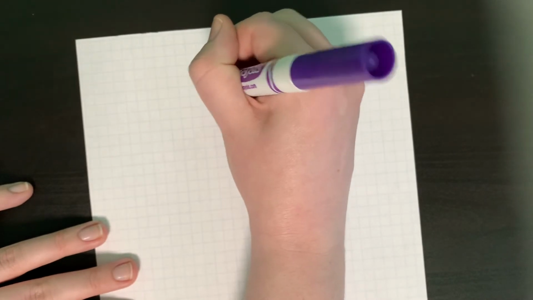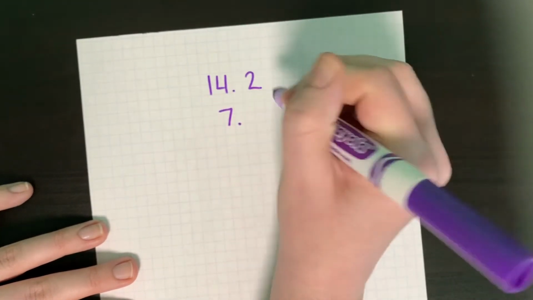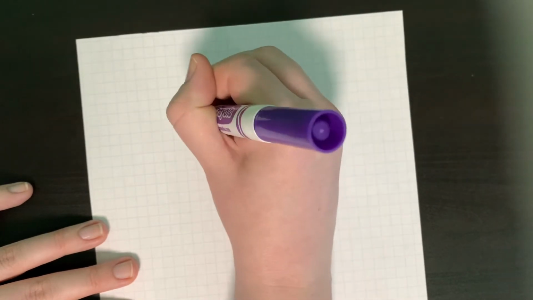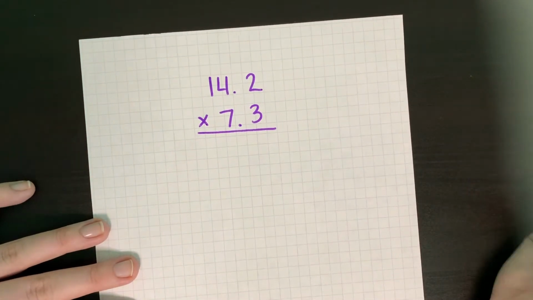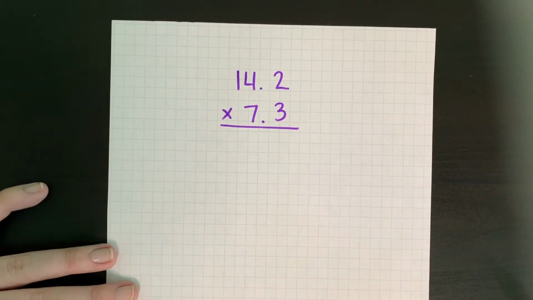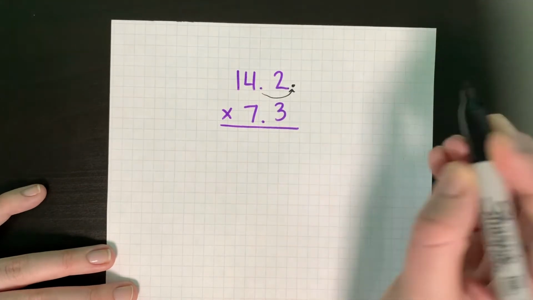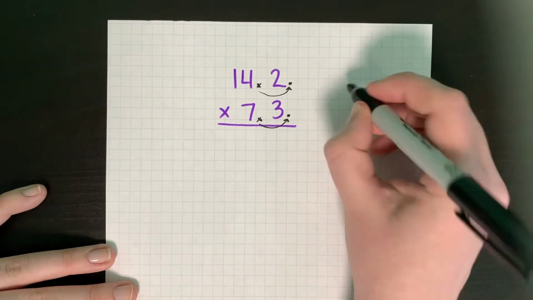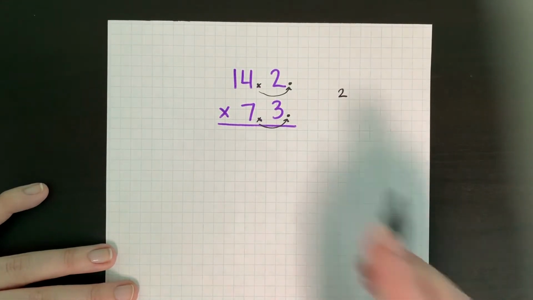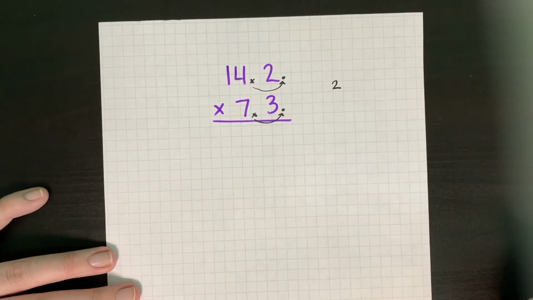Okay, so let's do 14.2 times 7.3. So first thing we always need to do is move our decimal places out so that we have whole numbers. So I'm going to move 1 place here, 1 place here, and that is equal to 2 places altogether, right? 1, 2. Okay, so now we're going to multiply like normal.